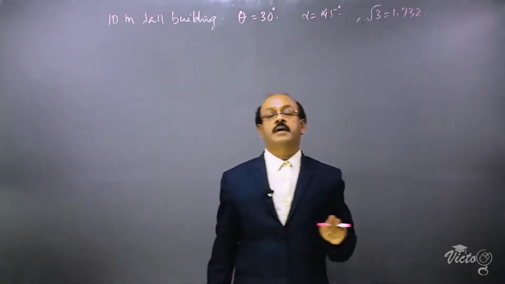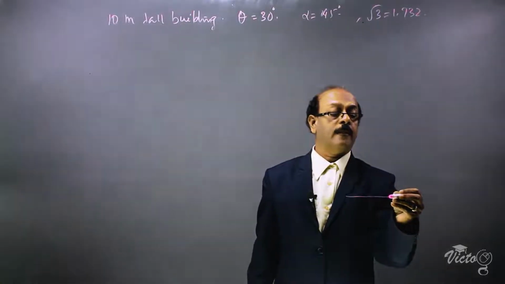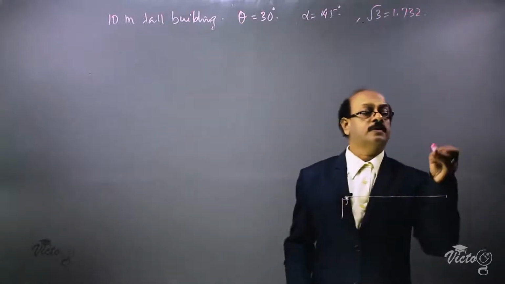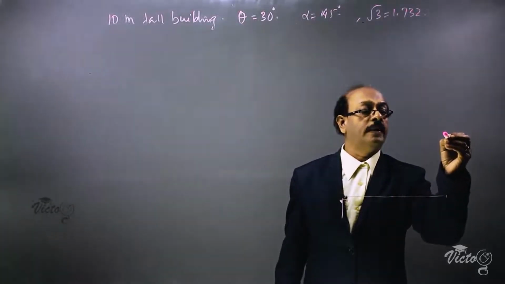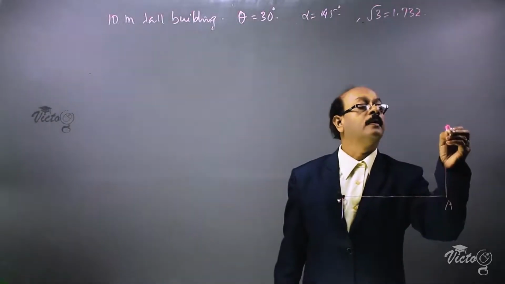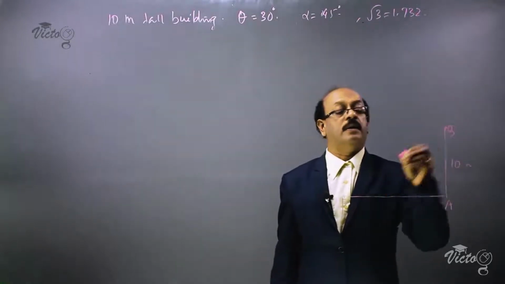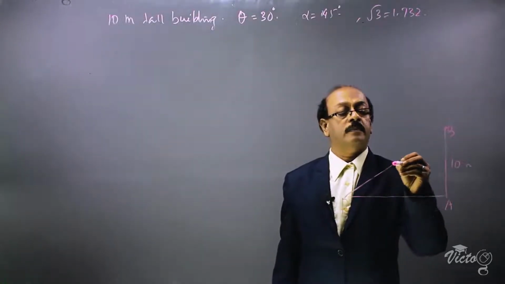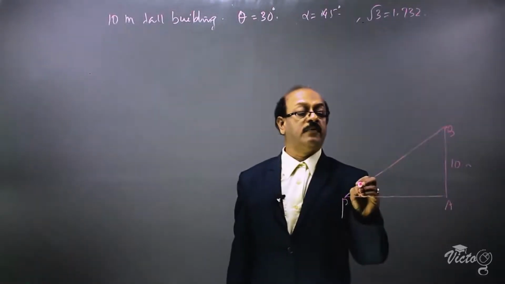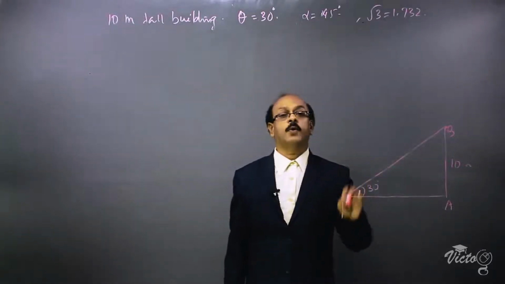Now draw a building which is 10 meter high and this is the level ground. Here is a point P. Let this be the 10 meter tall building. The 10 meter tall building is AB. It is 10 meter, it is given. Now the angle of elevation from the point P to the top of the building is given to be 30 degree.